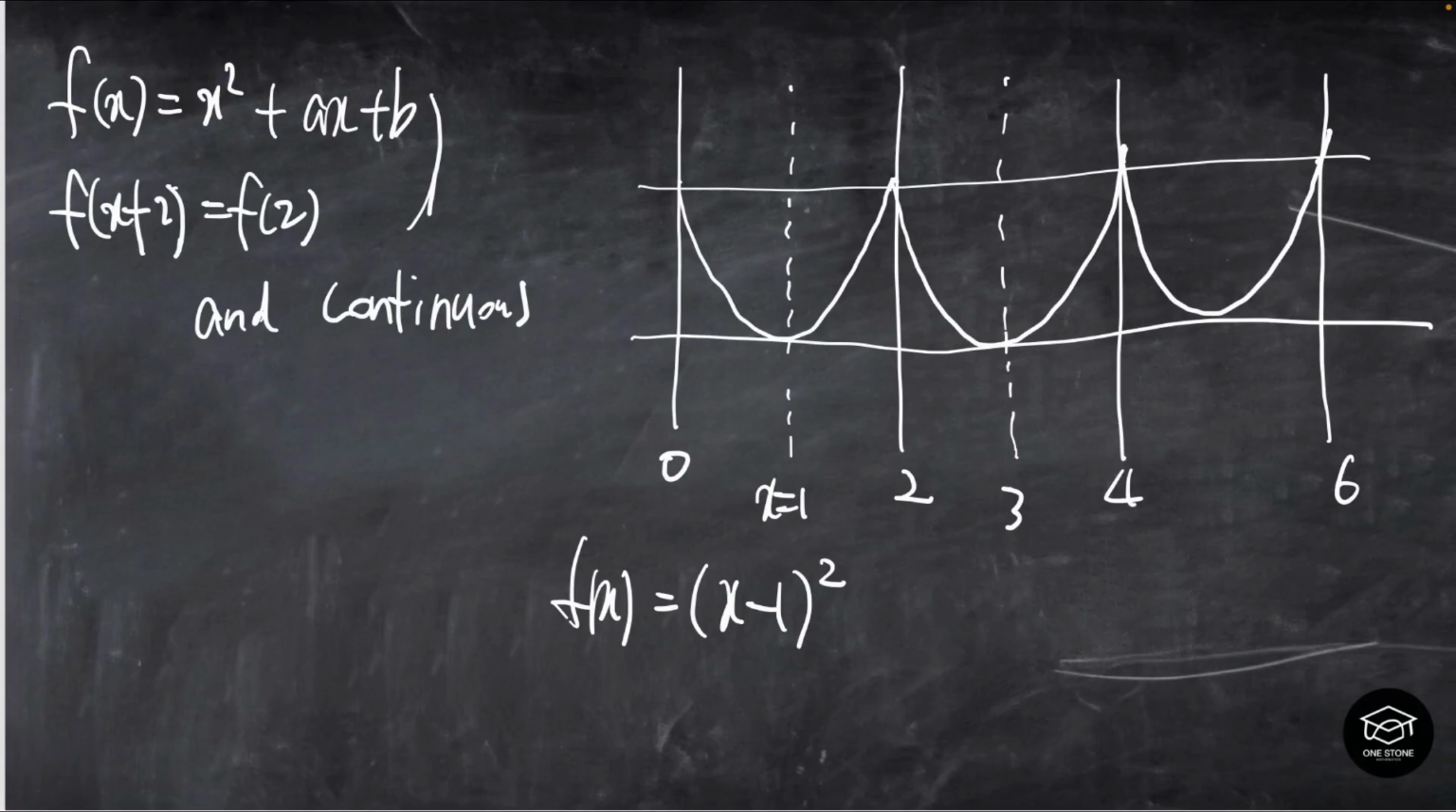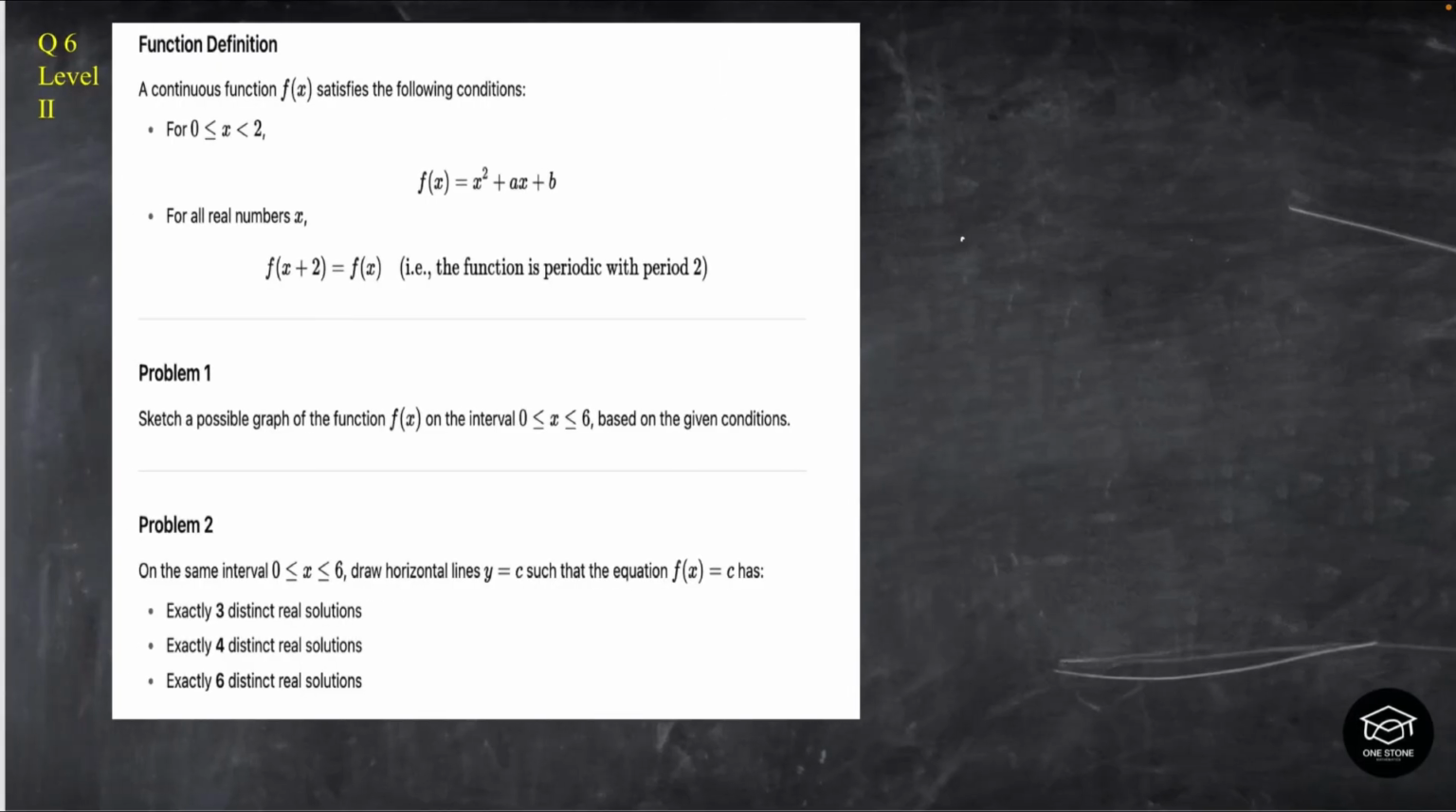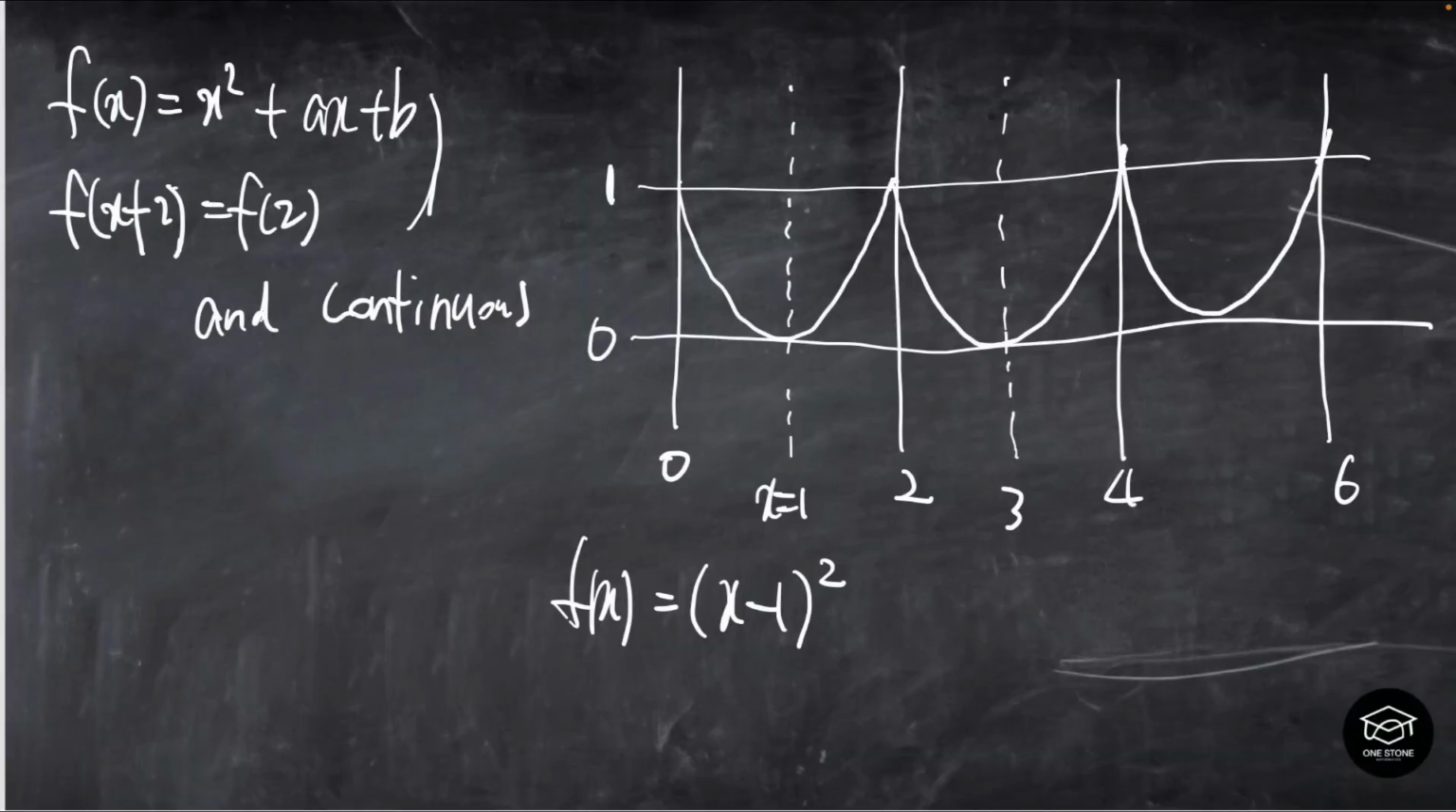Problem 2. Now let's solve part 2. We are asked to draw horizontal lines, y equals c, that intersect the graph in exactly 3 points, 4 points, and 6 points. First, if y equals c meets the graph in 3 points, then the line must pass through the lowest points of the parabolas. In other words, it must go through the vertices. That happens when y equals 0.